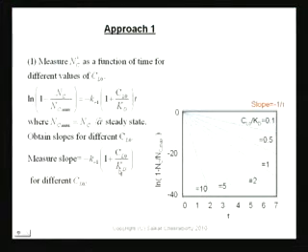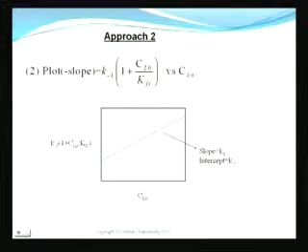Now, so this is one. You measure this slope for different values of Cl naught. Next step is this one. Once you have calculated the slope for different values of Cl naught, you plot the slope against the different values of Cl naught.